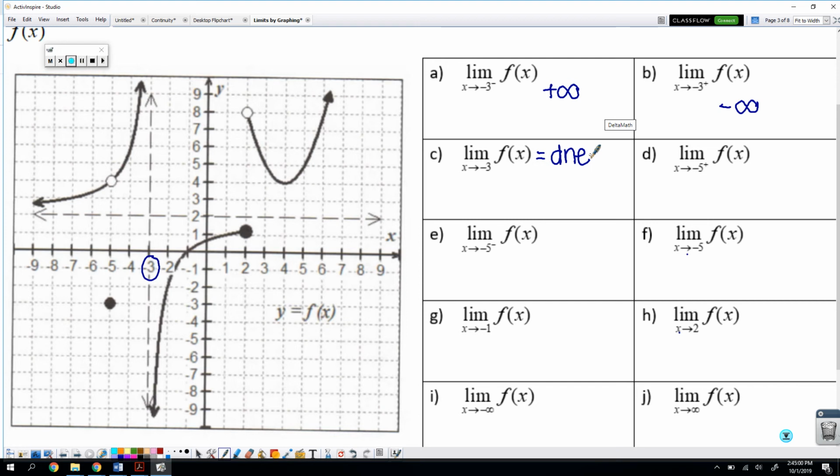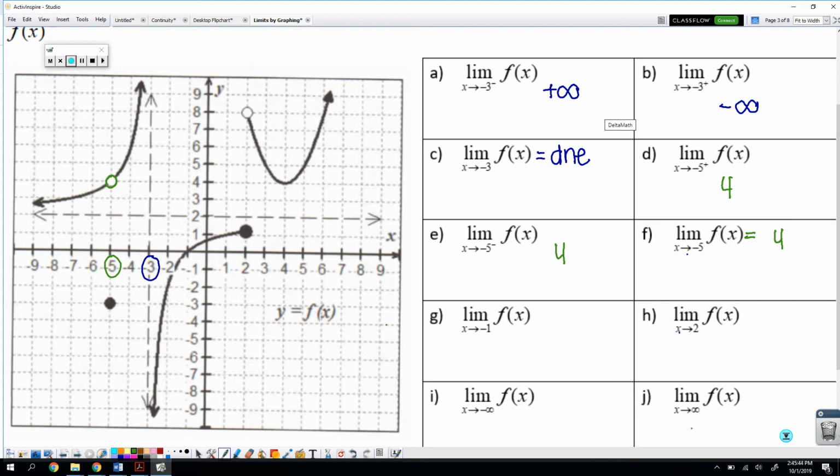Okay? Now we're going to go to the next one. Letter D says -5 from the right. So -5, that's right here. I'll do a different color. -5 from the right, so I'm going to scan from the right. Looks like it's going to 4. Then -5 from the left side, and it looks like it's also going to 4. Now something that's really important is that it's always where it's headed to. It's not where it actually exists. So for these two, especially at -5, this open hole right here actually does not exist, but it's all about where it's headed. Where is it approaching? Because D and E match, the limit does exist when you drop the left or right notation, and the answer would be 4.